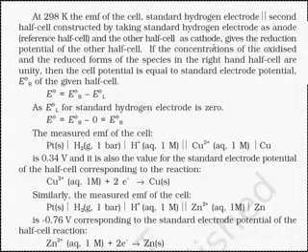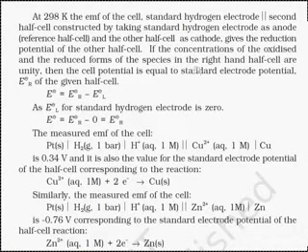Let us quickly read it out. Suppose you are taking the standard hydrogen electrode as a second half cell and taking it as an anode and the other half cell as cathode, it gives a reduction potential of the other half cell. If the concentrations of the oxidized and the reduced forms of the species in the right hand half cell are unity, then the cell potential is equal to the standard electrode potential.